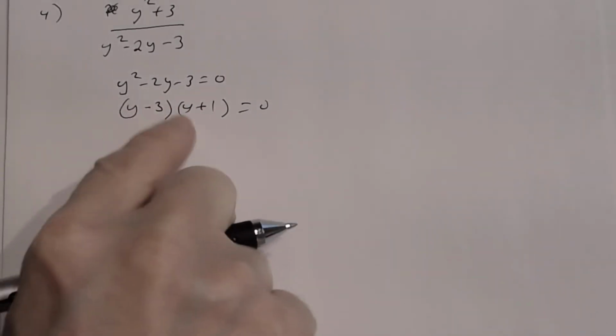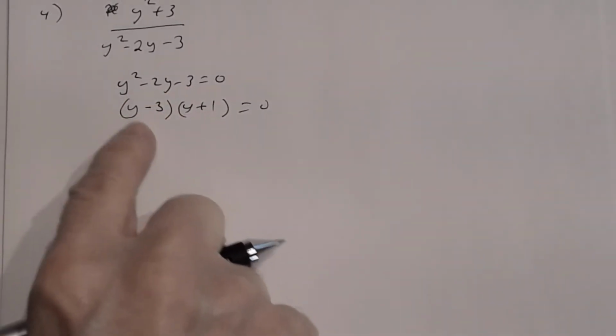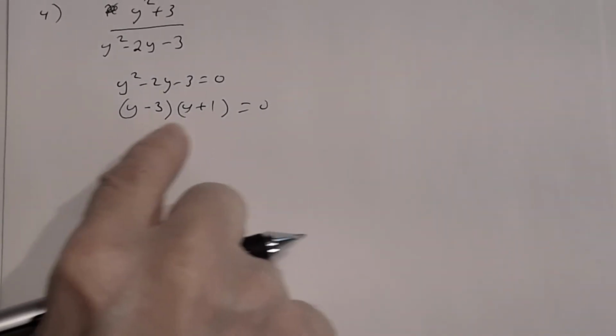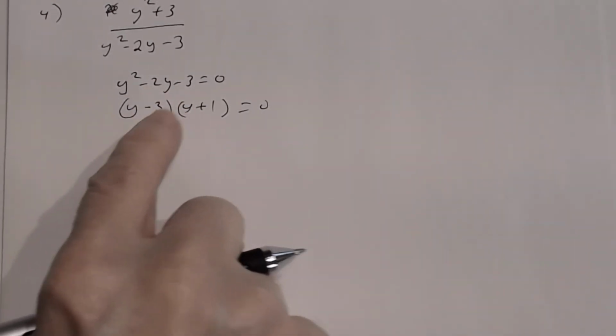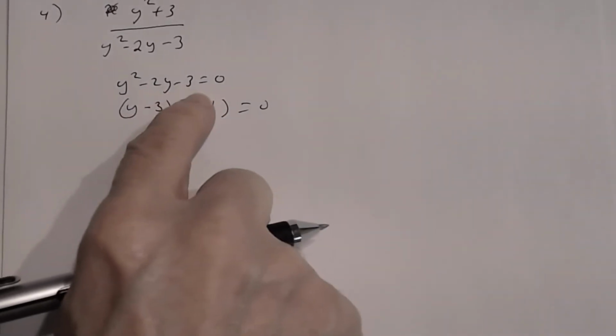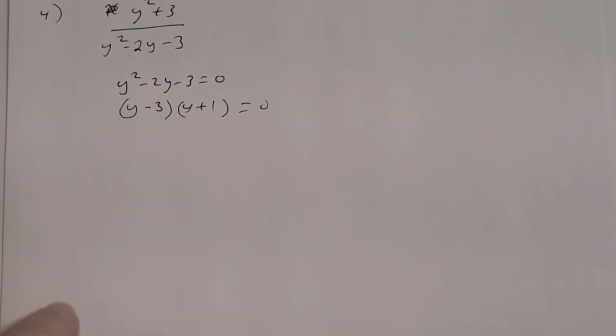And always double check, if you have time. Make sure to go back and make sure you get this back. The outer is a positive y. The inner is a negative 3y. When I add them up, I get a negative 2y. And some students mess up on the last term, so be careful. Make sure you get that last term back. A negative 3 times a positive 1 is a negative 3.